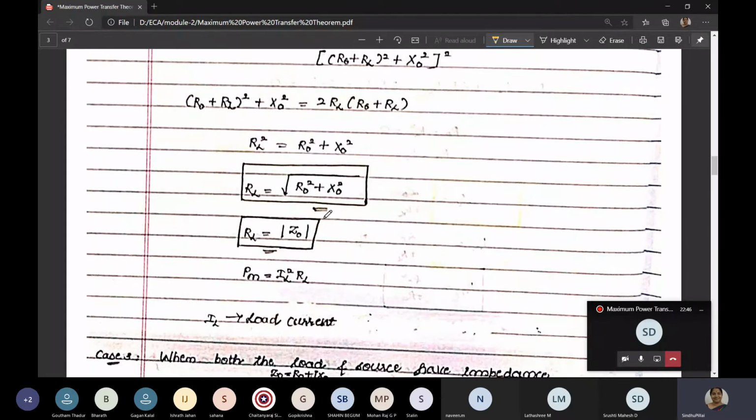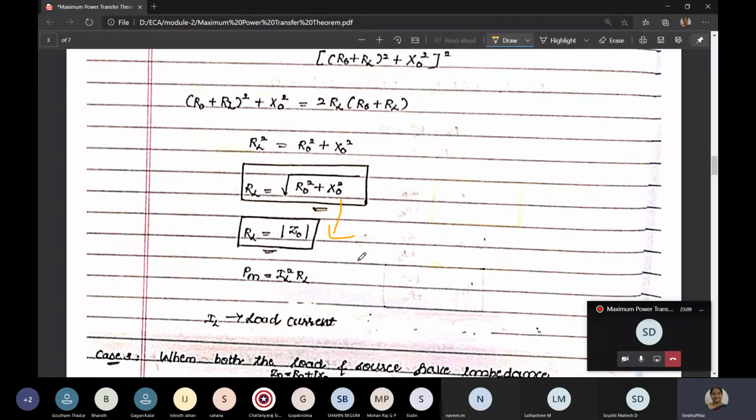And what will they take? They will take the magnitude of this. Okay, R0 plus JX0 is nothing but Z0. We just have to take the magnitude of it. So RL is equal to the magnitude of Z0. And the maximum power transfer PM is equal to IL square into RL. IL represents the load current. So this is case 2.